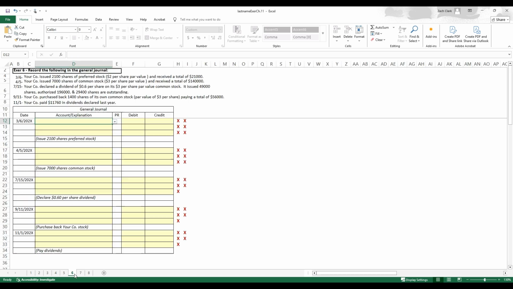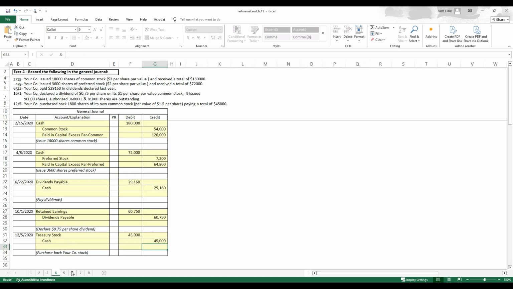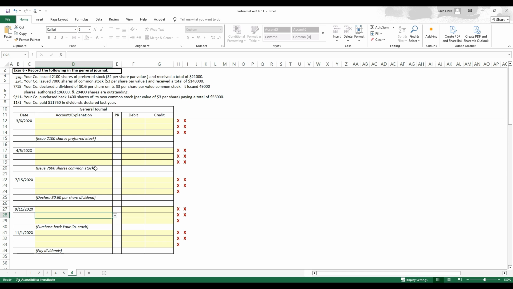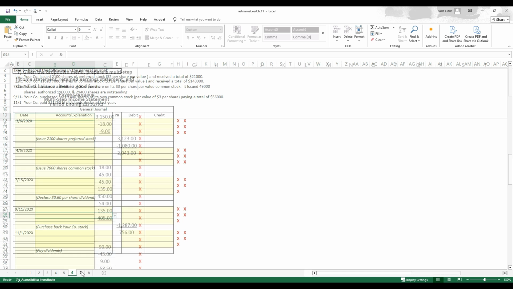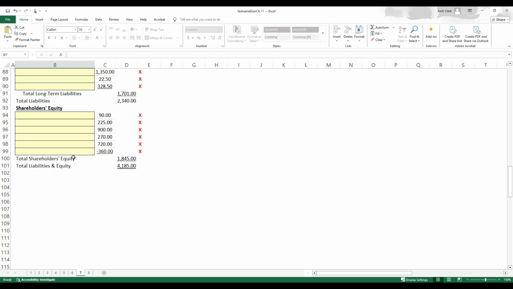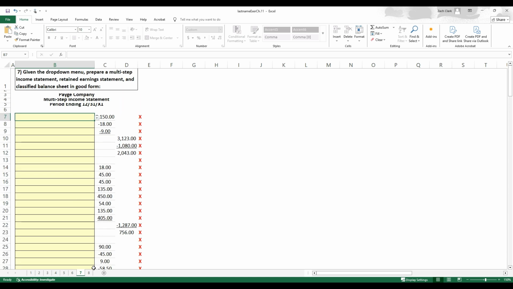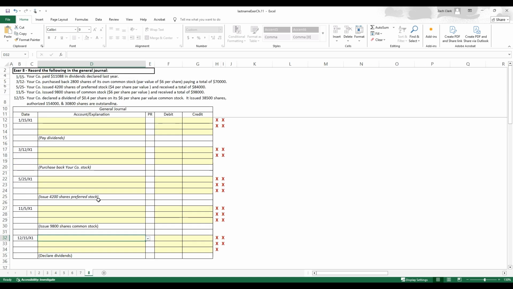All right, let's look at the next tab here. I think I'm going to leave this one for you all. We did the 2 and 3 tab, or sorry, 2 and 4, and both those are extremely similar to what we have here. So I don't think there's anything new to add other than what I've already shown. Another multi-step income statement, classified balance sheet problem. So those are good practice. I'll leave that up to you all.